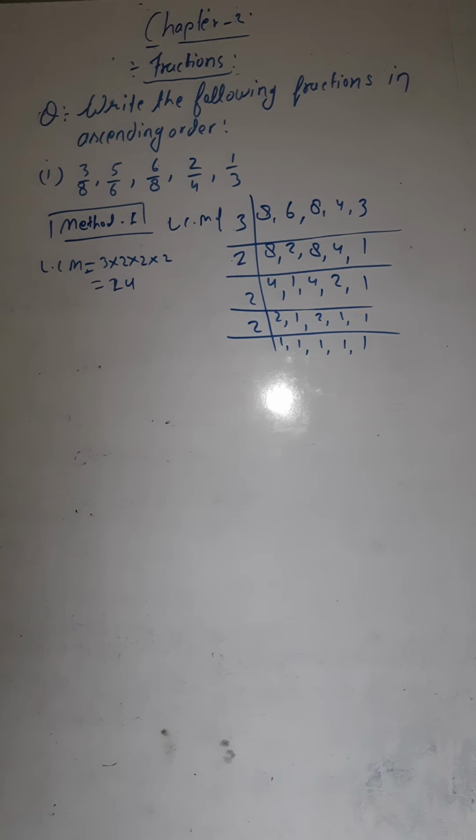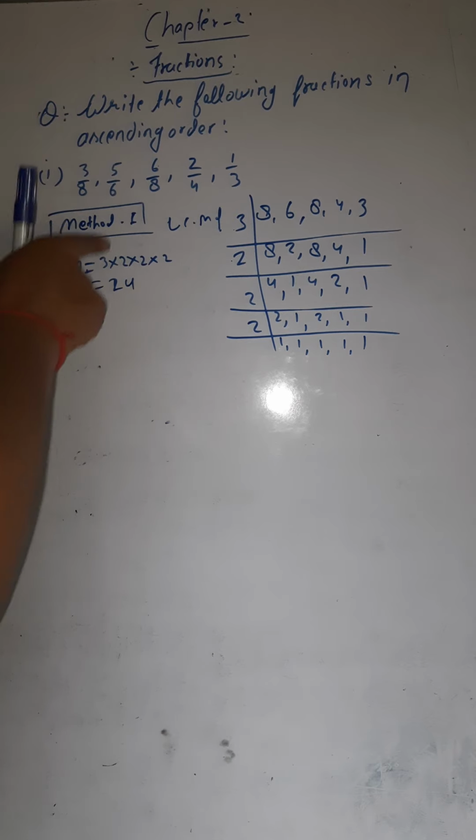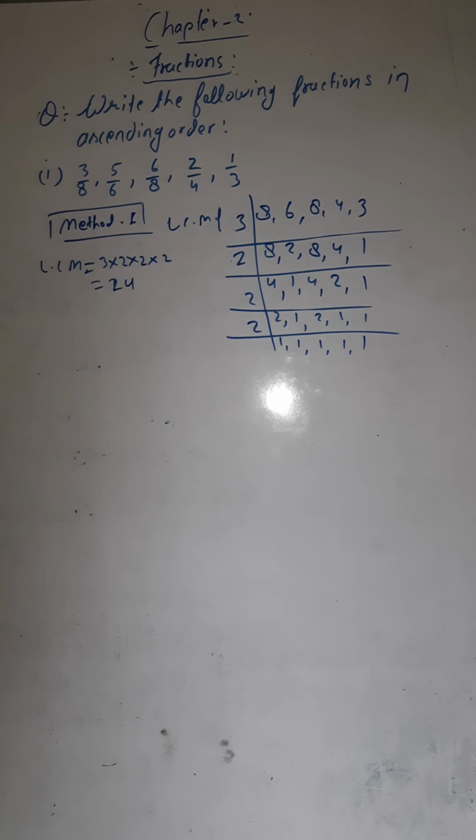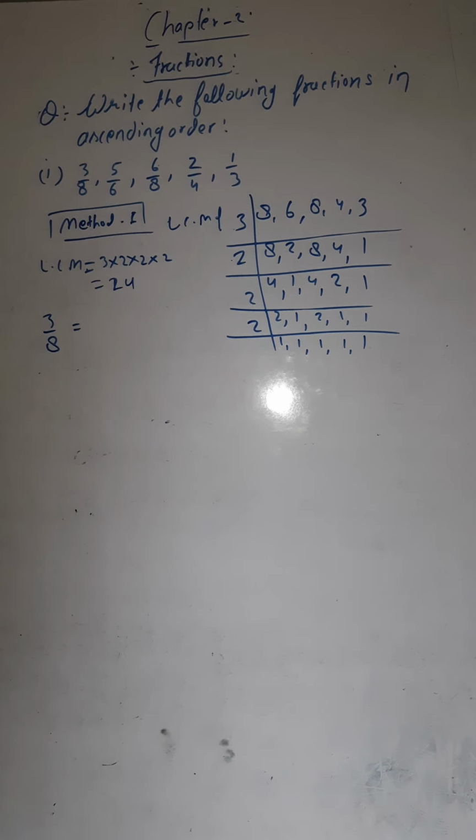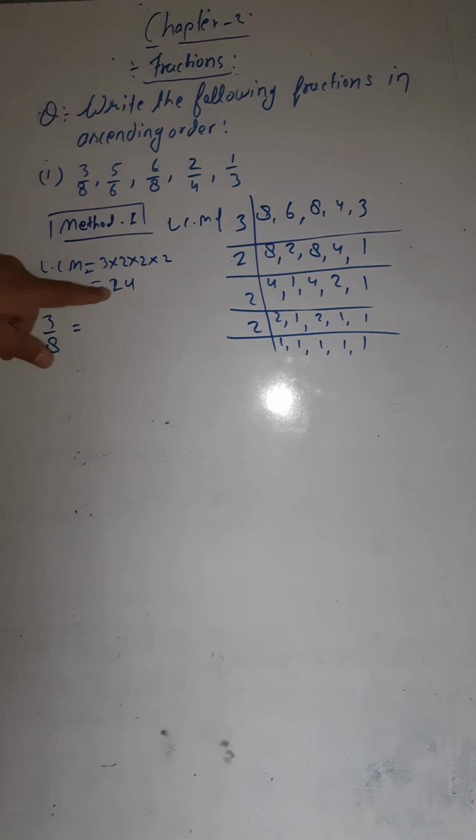Now what would you do? You make all the denominators 24. First I will try to make the denominator of 3 by 8 as 24. Visible? Good. Now the first fraction is 3 by 8. What do I do? I divide this 24 by 8. How much is it coming? 8 threes are 24, 3 times going.